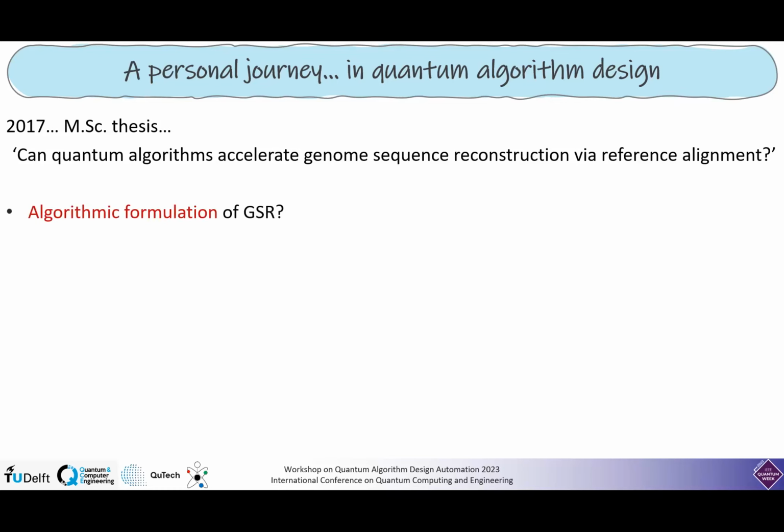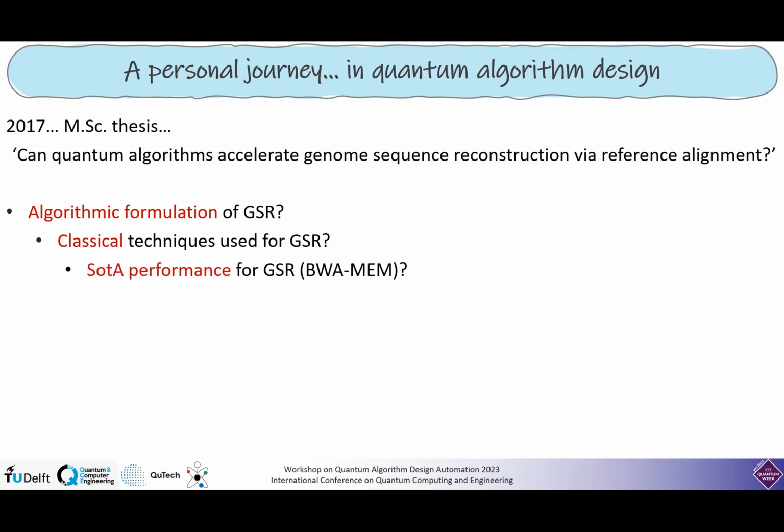So first, we start off with what is GSR. I was not from a bioinformatics background, so I had to figure out what the algorithmic formulation of GSR is in terms of, let's say, pseudocode. Once you know that, you try to figure out what the different classical techniques are which already exist in solving GSR. Great, you have that, and then you pick out the best, the state of the art in GSR. At that time, it happened to be BWMM.